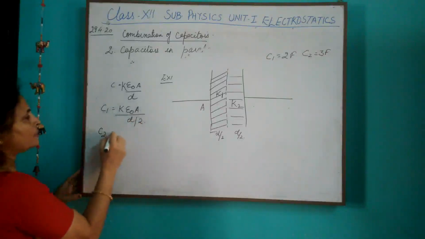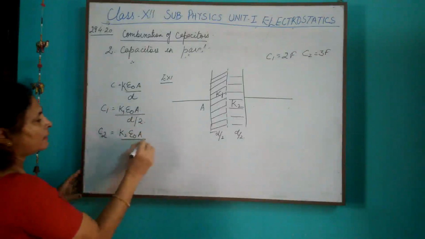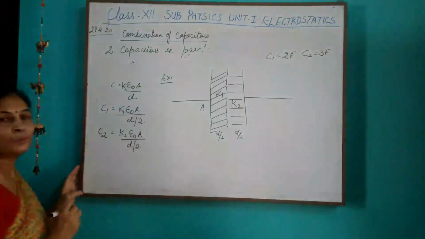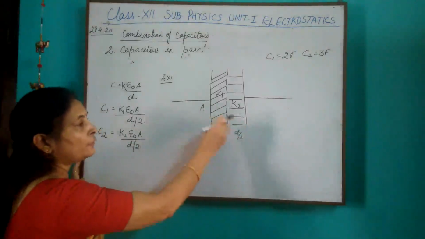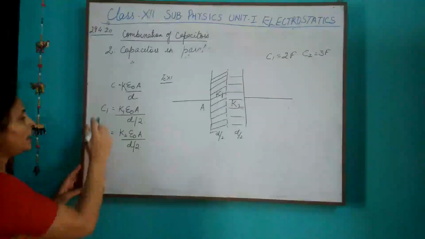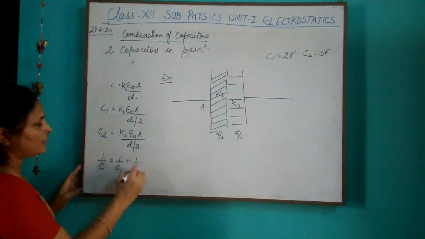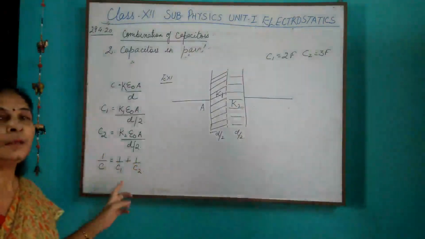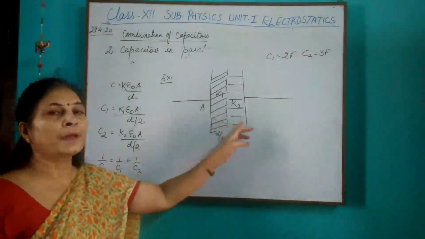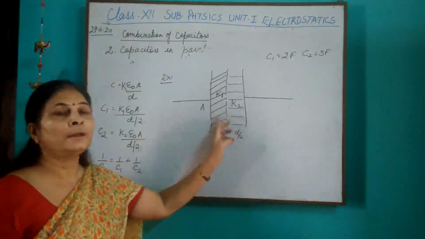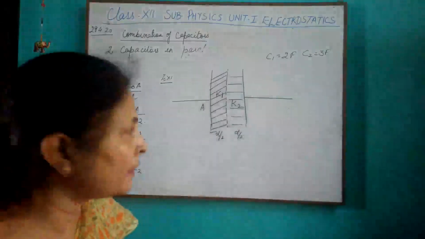And what will C2 equal? K2 epsilon naught A upon D by 2. This distance can be changed according to whether it is filled by 3 types of dielectric material, or 4, or 2, or 1, something like that. And now you can find out 1 upon C equals 1 upon C1 plus 1 upon C2. So this is a series combination of two capacitors with different dielectric constants. It could have been the other way around.